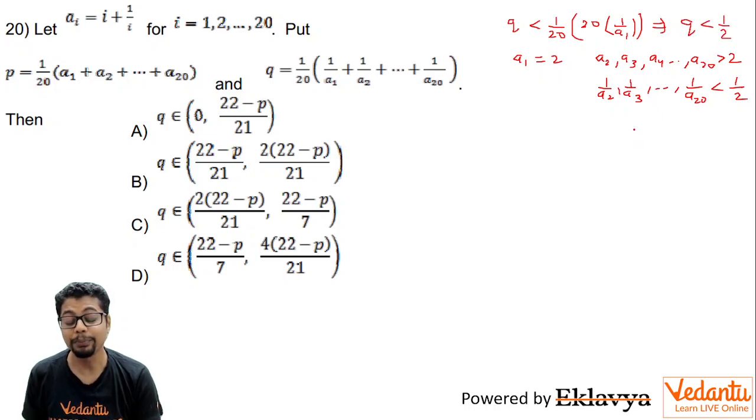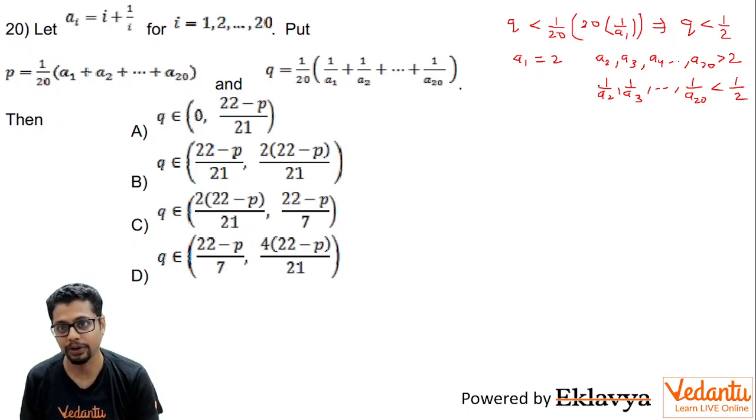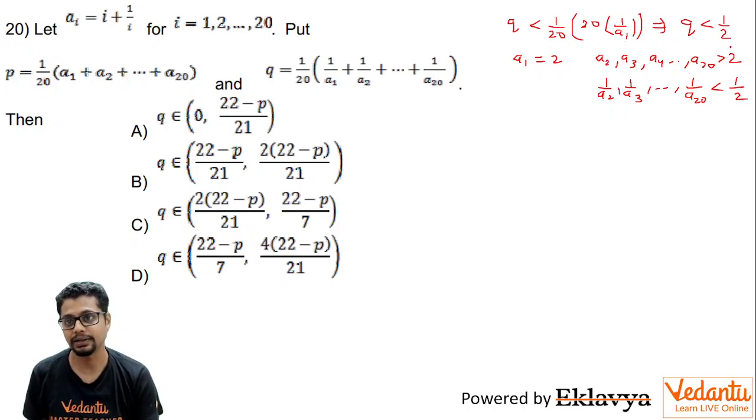In fact, Q would be much less than half, because if you see carefully, a20 is greater than 20. So 1 by a20 is less than 0.05. What to speak of being less than 0.5, it is much less than 0.5. So you can say Q is much less than half.